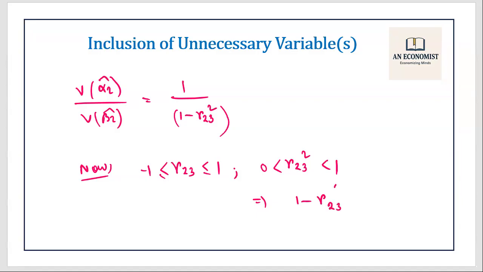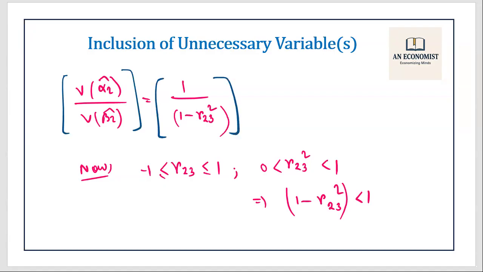1 minus R23 square will always lie less than 1. It will be only a fraction, strictly less than 1. So from this, the denominator is less than 1. It is in the ratio form, 1 upon this. You can consider 1 upon say half. If you reverse this, it will be 2, which will be strictly greater than 1.